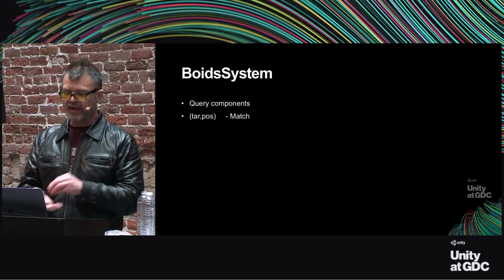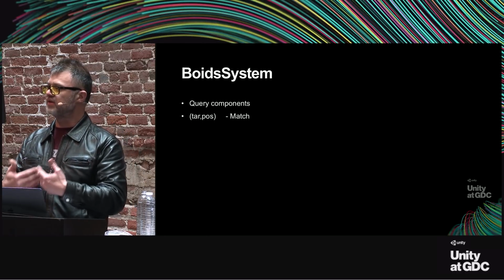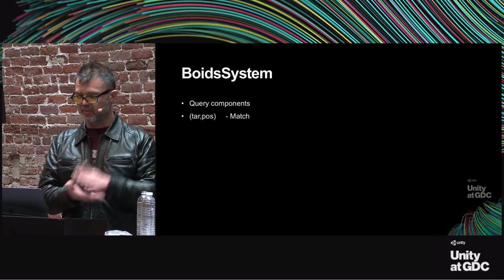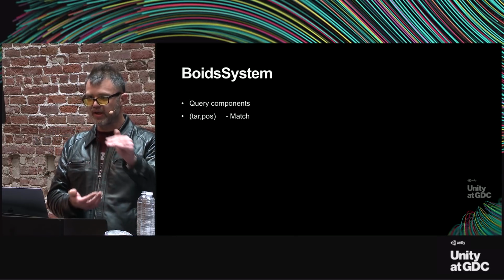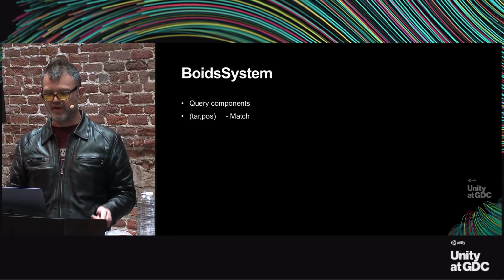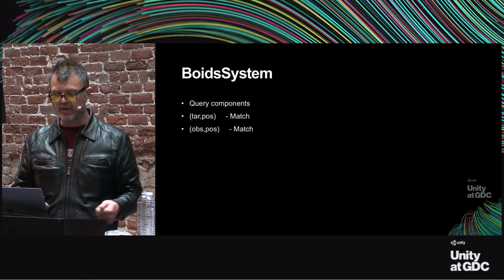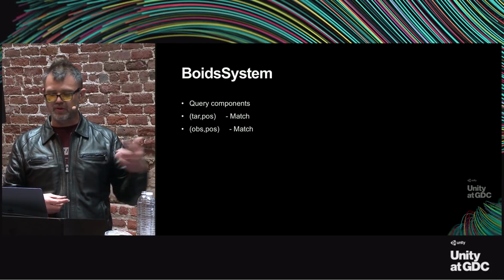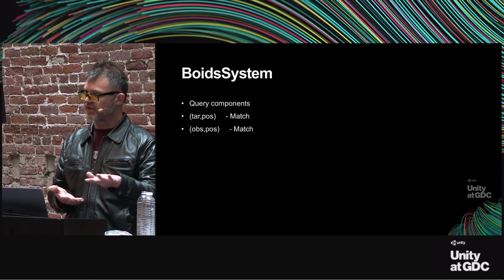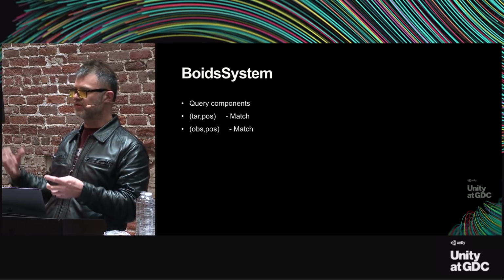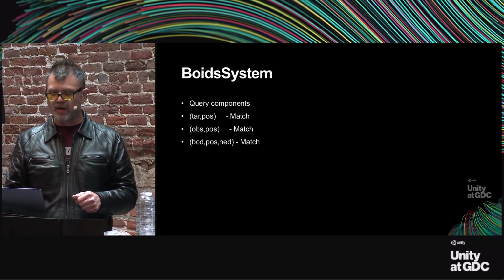What is it interested in? It's interested in those targets, those things that I want to head toward. So it says, give me those components that match both having a target component and a position component. And it finds that. We have some targets running around in the scene. Also give me those components that are obstacle components with a matching position component. So we have obstacles moving around the scene. In fact, that shark that runs through the fish, that they avoid.